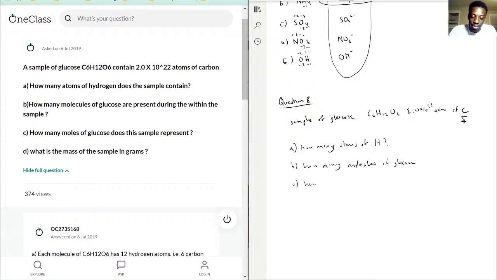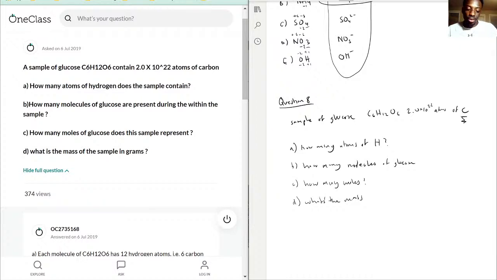How many moles? And what's the mass? So that's a lot of questions just from that little information. The good thing is that we can actually find all those answers.